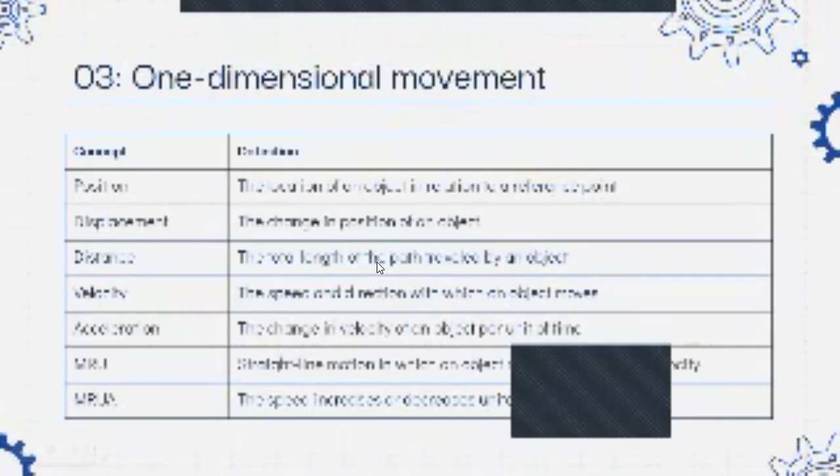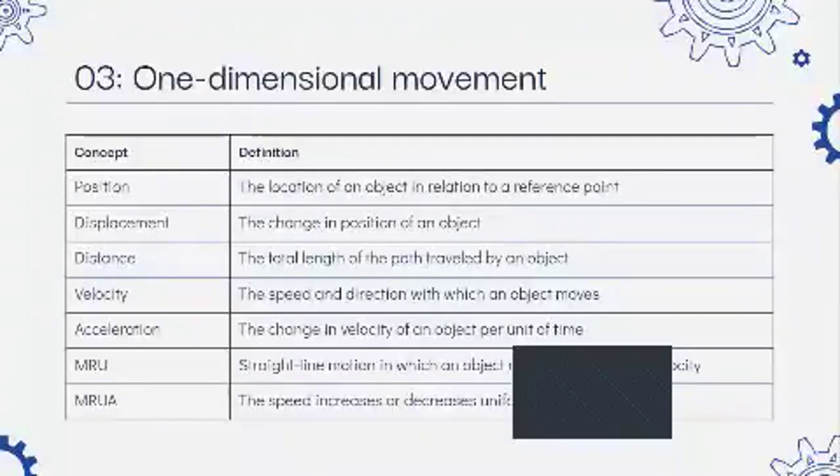One-dimensional movement. Okay, thank you. So the different elements of one-dimensional movement: we have position, which is the location of an object in relation to a reference point. Displacement, which is the change in position of an object. Distance, the total length of the path traveled by the object. Velocity is the speed and direction in which an object moves. Acceleration is the change in velocity of an object per unit of time, and that can include the change in direction or the change in the magnitude or both.